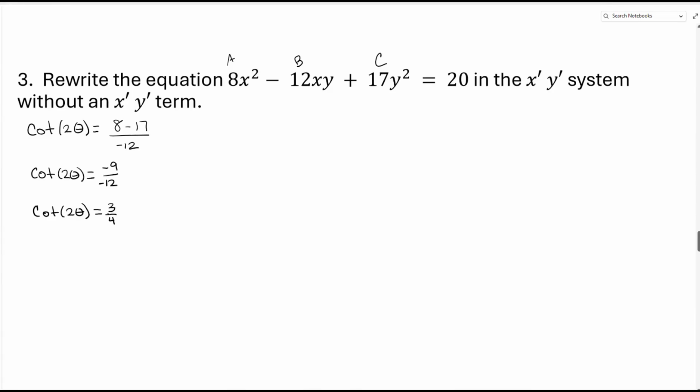Here's the issue, though. This is all about 2 theta. This is not our actual theta, right? That's the turn that this conic has is theta, not 2 theta. So I'm going to draw a picture of 2 theta. Okay? 2 theta, cotangent, adjacent over opposite. So this is 2 theta, not theta. Pythagorean theorem will give me a hypotenuse here of 5.